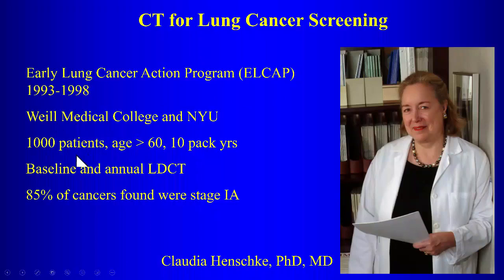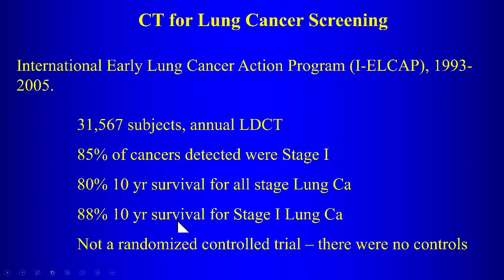So, a very small study in the beginning: 1,000 patients, age greater than 60, 10 pack-years. They did baseline and annual low-dose chest CTs, and they found that, again, no controls here. They were just looking at smokers. 85% of the cancers that were found were stage 1A. So that's kind of encouraging that the cancers detected here were very early cancers.